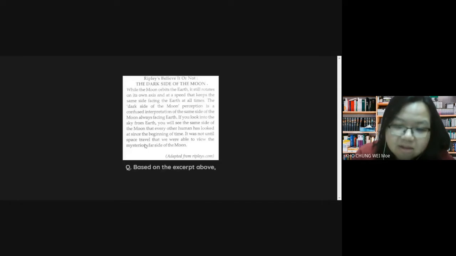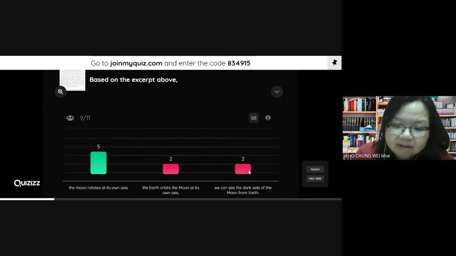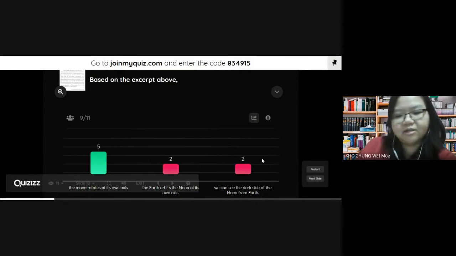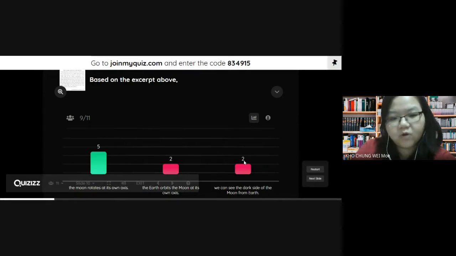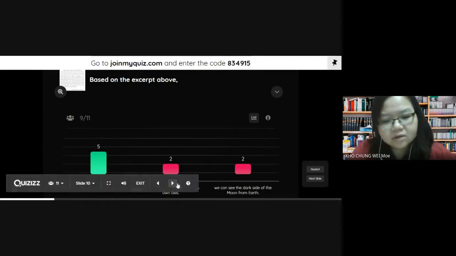It was not until space travel that we were able to view the mysterious far side. So the mysterious far side here is another paraphrase for the word dark side. Okay, it was not until space travel that we were able to view the dark side of the moon. So it means that you can only see the dark side of the moon from space. You cannot see it from the Earth. Okay, therefore the third answer option is wrong. Okay, so let's move on.